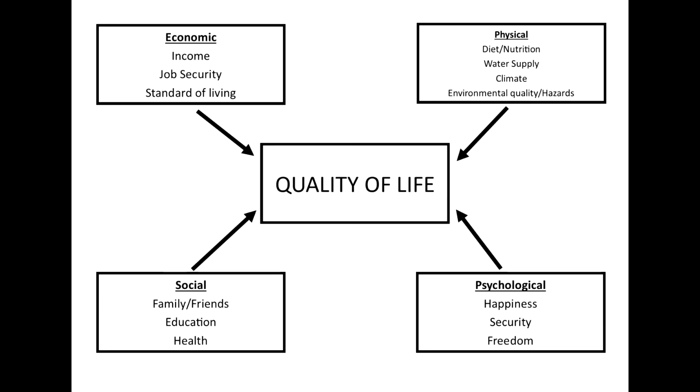Here's the model again for quality of life. And that's broken down into economic, physical, psychological, and social factors. Again, if people can tick off all those different factors, it means they're going to have a higher standard of living.